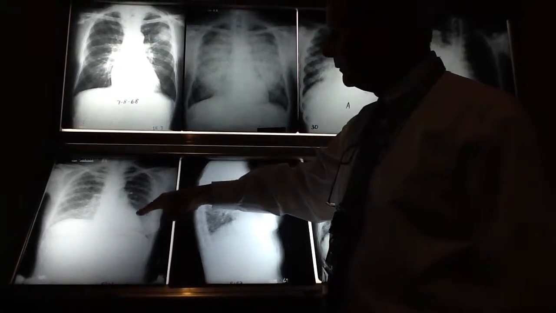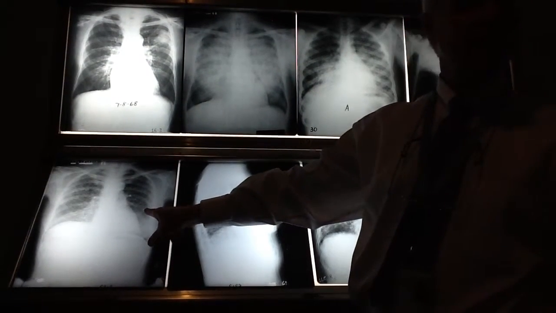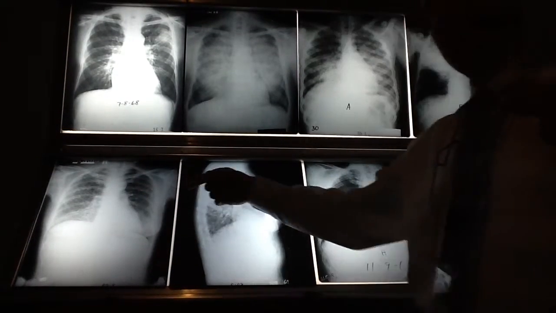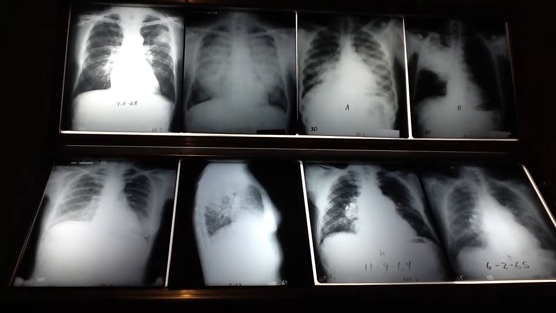Both lungs, subtle increase in density. This is a bilateral, widespread, non-homogeneous density change. Who had a question? You. I did.